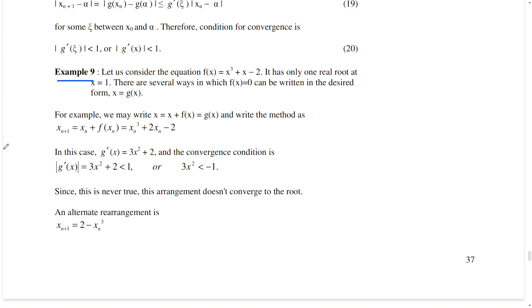In this case, g'(x) = 3x^2 + 2, and the convergence condition is |g'(x)| = 3x^2 + 2 < 1, or 3x^2 < -1. Since this is never true, this arrangement does not converge to the root. An alternate rearrangement is xn+1 = 2 - xn^3.